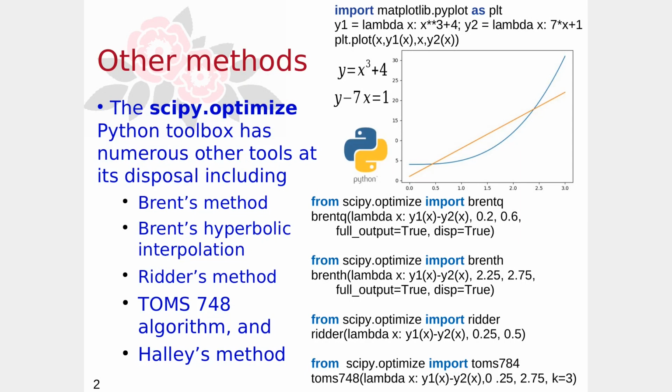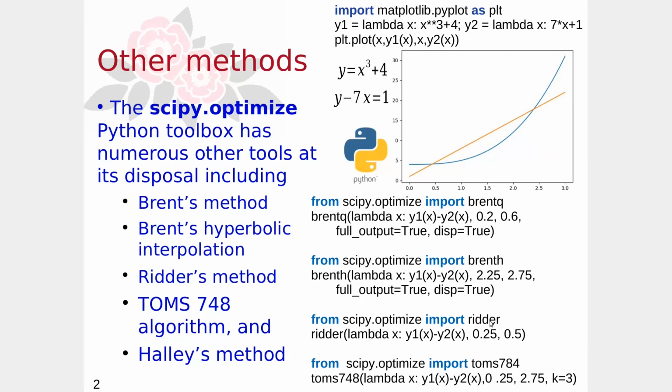But it's the roots that we're after. So for instance, I know there's a solution quite close to 0.5. With Brent I've given it 0.2 and 0.6, that's the bounds of the limits. I can use the Brent hyperbolic one. Again, I've put the lambdas in on the fly here, notice: lambda x, y1 minus y2, using these things that I've plotted.